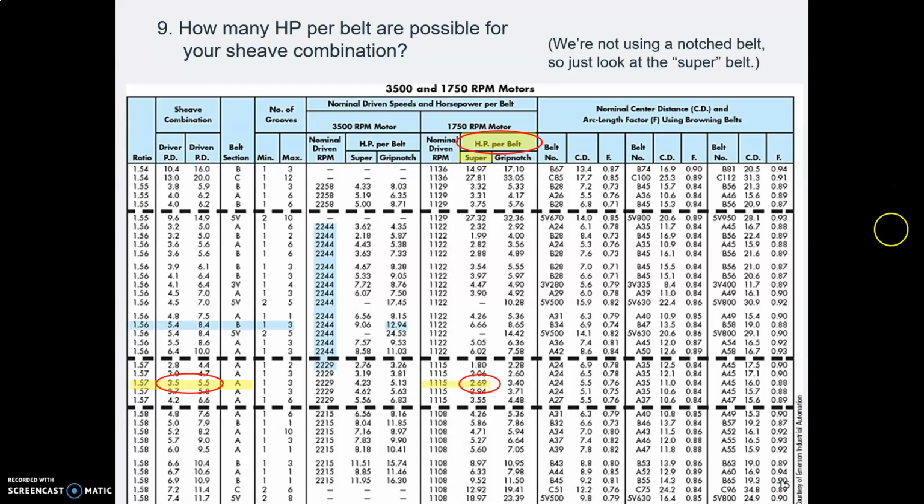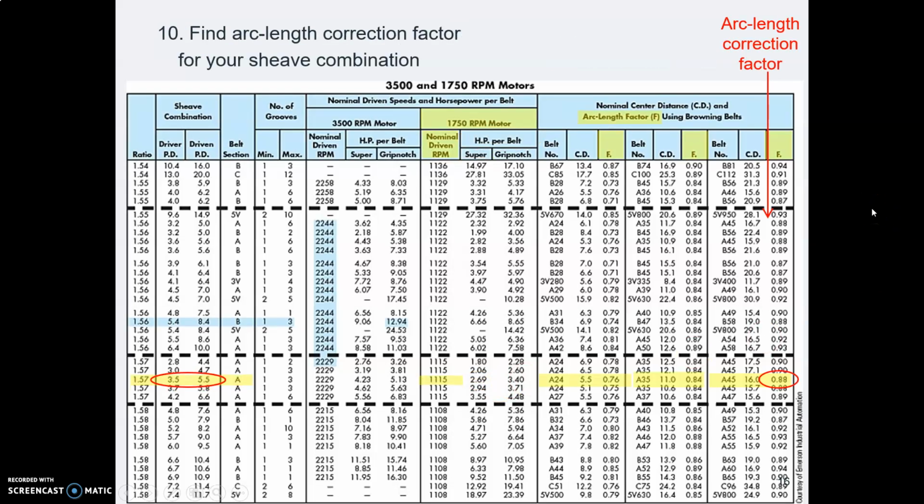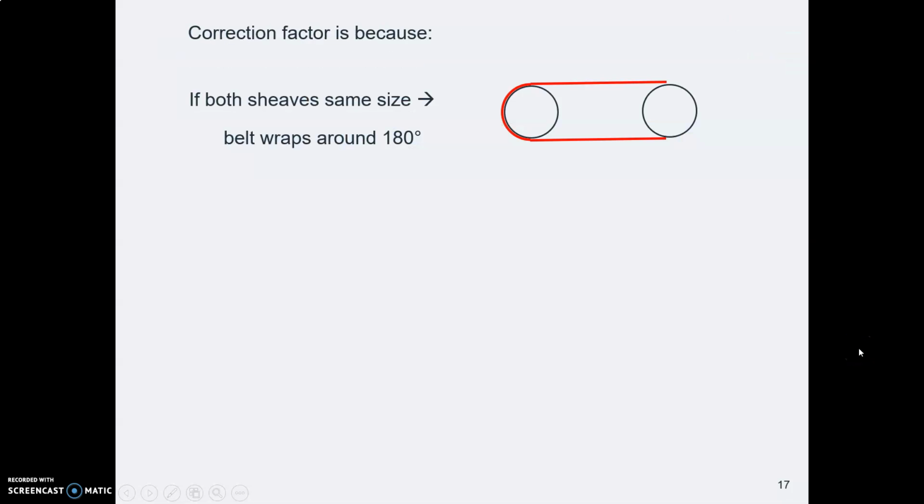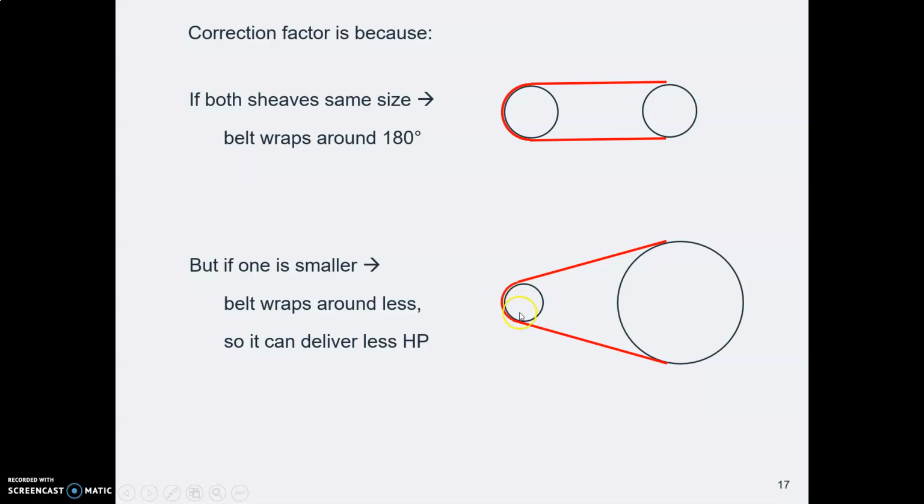Now, how many horsepower per belt can we get? Here's the sheave combination we're using, and here is the horsepower per belt. So we could get 2.69 horsepower out of each belt, however many belts we have. But we need an arc length correction factor. If we're using an A45 belt, has a center distance of 16, we need a correction factor of 0.88. Why? Because we don't have 180 degrees of belt wrap. We have less belt wrap, so we can't pull as many horsepower as we thought, so we need a factor.